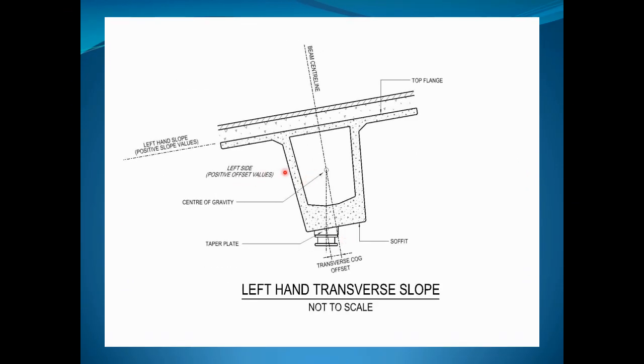The next slide shows what would happen when the beam has some transverse slope. Most things stay the same except the taper plate changes shape, and all of those objects shift location to fall directly underneath the center of gravity. And there's a dimension that gets reported on later on, and that offset value, if it's left, it's a positive value. If it goes to the right, it's a negative value.